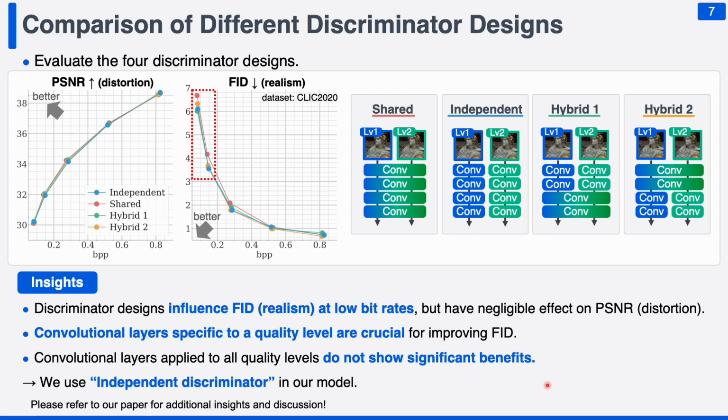The comparison of these four designs is shown here. Due to the time restriction, I explain only the insights we got from the comparison. First, discriminator designs influence FID, which measures realism, but have negligible effect on PSNR. Second, while convolutional layers applied to a specific quality level are crucial for improving FID, the convolutional layer applied to all quality levels does not show significant benefit.